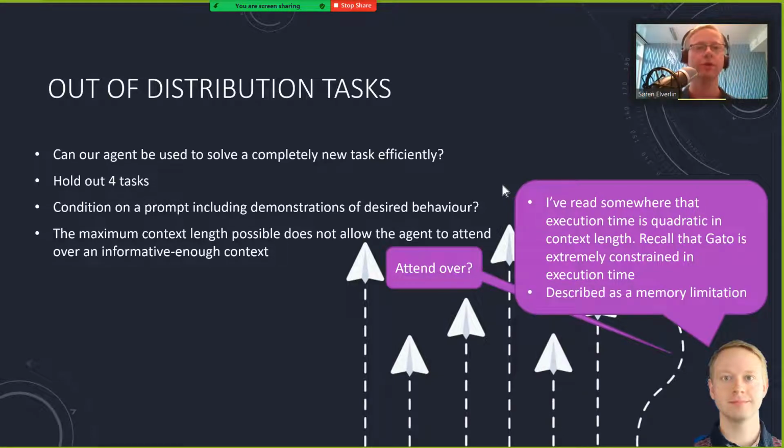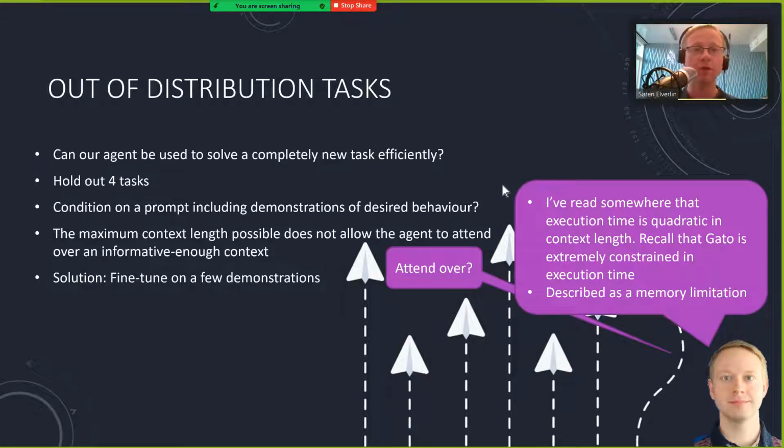However, it should be noted that the way it's actually described is that in the robot they are constrained on memory rather than on execution time. So it looks like both of these are actually hard constraints. So having to run it on a robot is a substantial problem.